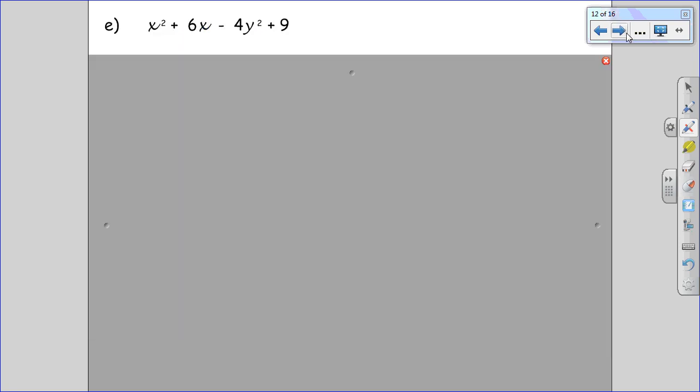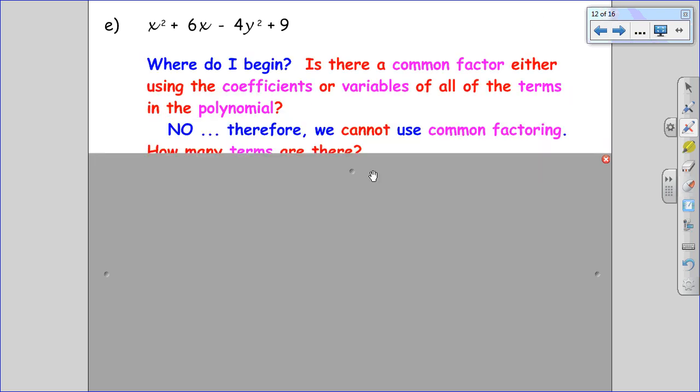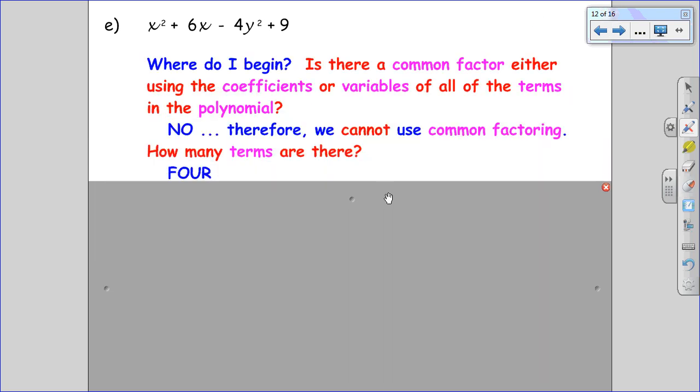Last one, ladies and gentlemen. First question is there a common factor? And the answer to that is no. How many terms are there? 4. So I look to see if I can factor by grouping.